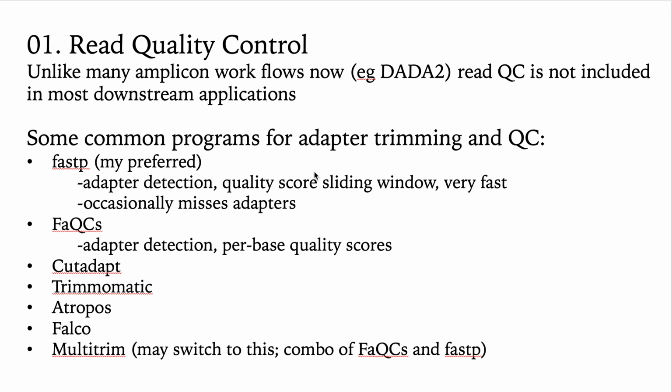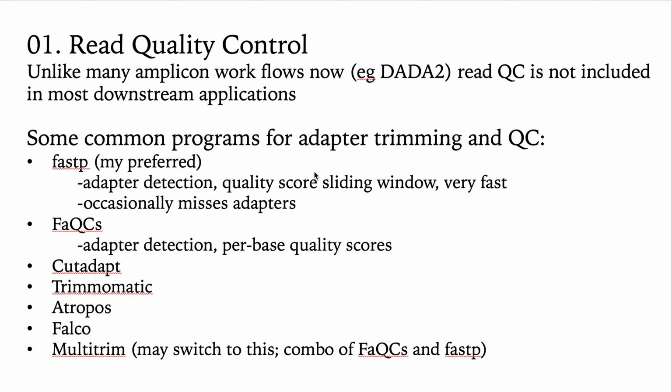So let's focus on quality control first. A lot of metabarcoding or marker gene workflows, if you're familiar with those, will include read quality control in the workflow that you use. But this is not the case for shotgun metagenomics, and so you're going to want to do your own quality control first. I like to use a program called FastP.